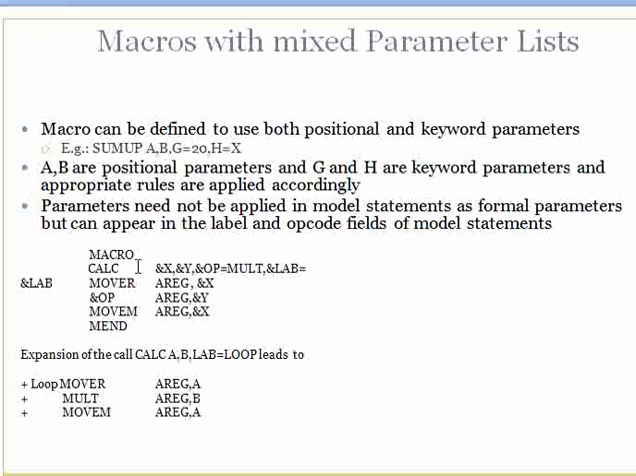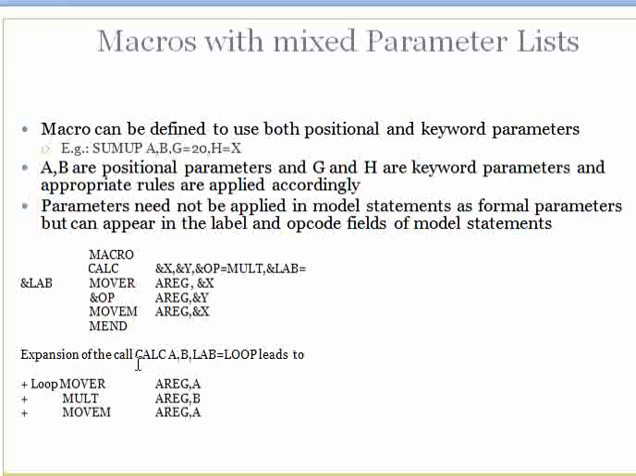The macro called CALC has two positional parameters, x and y. It has a default value, that is OP equal to mult, and it has a keyword parameter, that is lab. Here we see that the parameter can appear in the label part of the statement and it can appear in the opcode part of the statement. So it's an example which shows that parameters need not always appear in the operand specification part of a statement, but can appear as a label also and can appear as an opcode also.